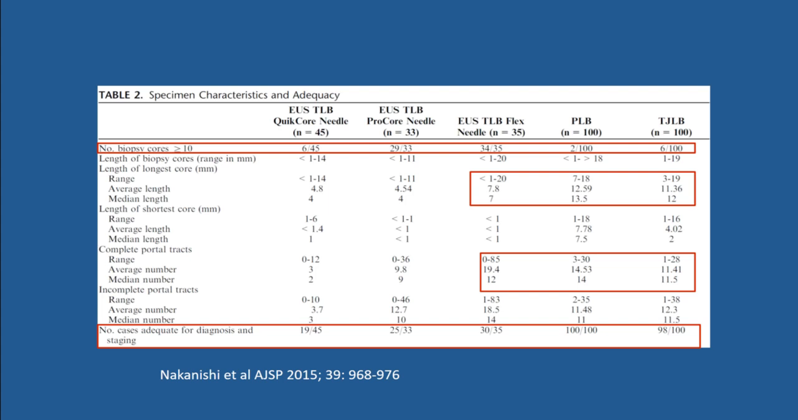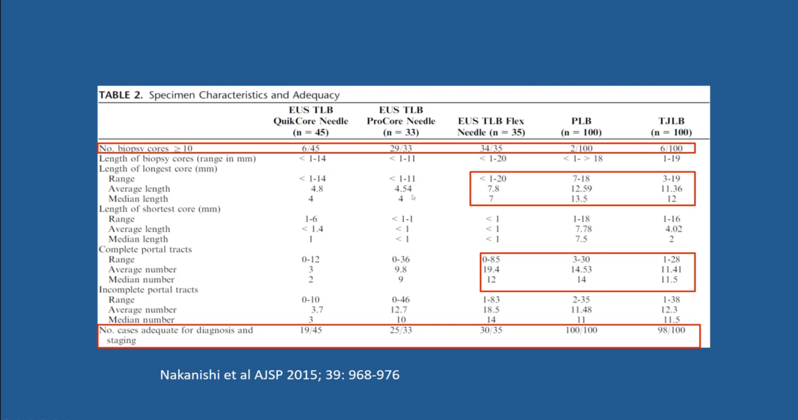And so going back to the traditional parameters of adequacy, we looked at the length of the longest core. Now you will remember that these are very fragmented biopsies, and so there might be numerous cores. For example, in these biopsies, more than 10 cores were present in almost all of these cases, whereas in the percutaneous and the transjugular, there were very few biopsies with more than 10 cores. So in other words, these give you these very fragmented cores.